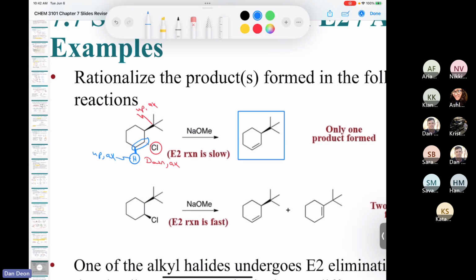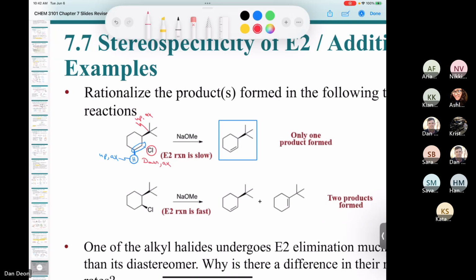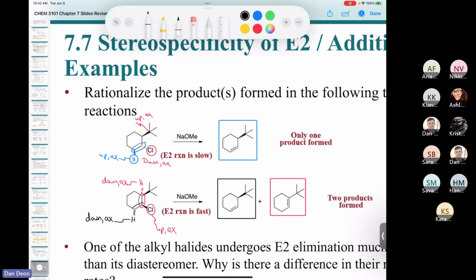Now, in the second example, if the chlorine is going up and axial, that would mean that this hydrogen here is going down and axial. And if we pulled off that proton, we would form the double bond that would result in this product in the red box. If we pulled off this proton, this one here that's going down and axial, that would form a double bond here, and we'd end up with this product. So that would form the double bond here, like that.